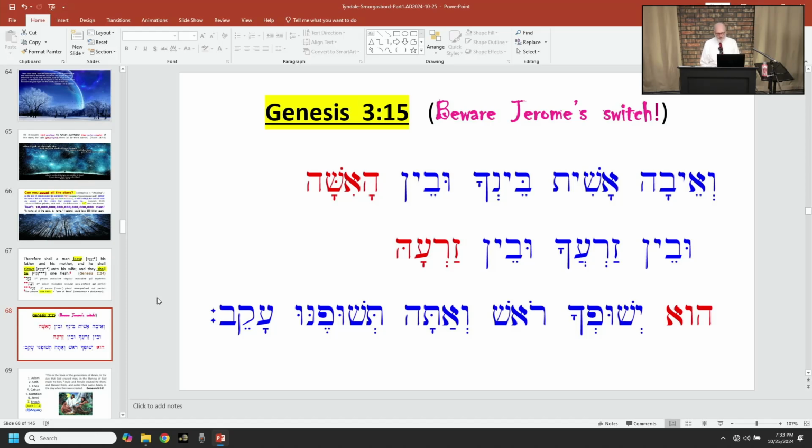And so if you look at this verse, it says, and there will be enmity between you and between the woman. Okay, the woman there is in the red on the first line. And between your seed and between the seed of her. That is her seed, the woman. So it's the seed of the woman. All right, this is the first reference to Christ. He is called the seed of the woman in Genesis 3:15. So that's right here. Seed of her. All right, the woman.